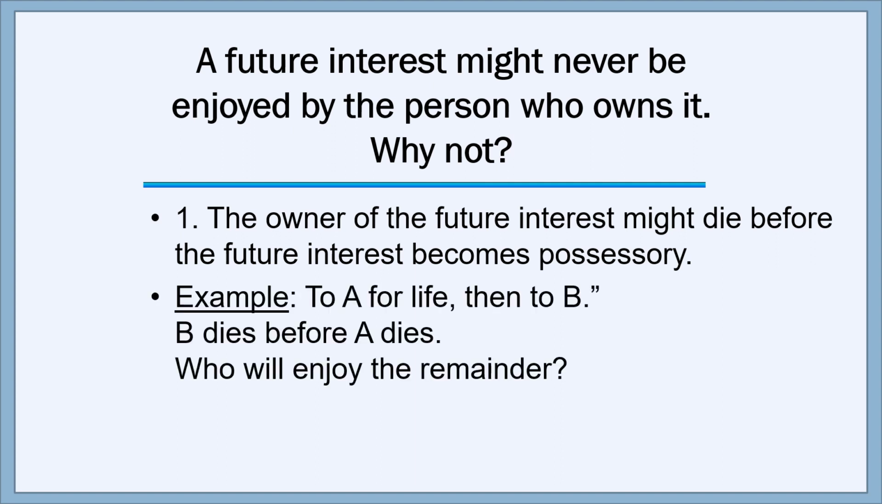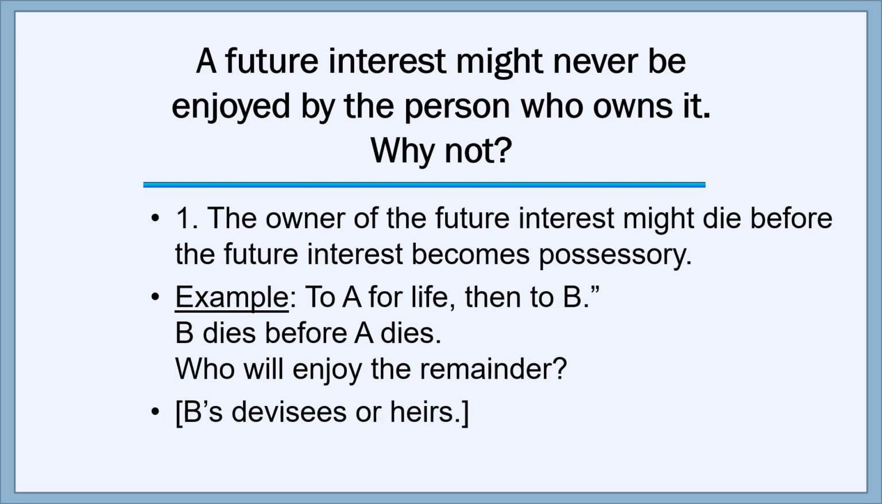Here's a pretty simple example of that. To A for life, then to B. B dies before A dies. Obviously, B never got to personally enjoy the remainder and possess the land. So who will enjoy the remainder? Well, the answer is it depends on who B leaves the remainder to. Remember that a remainder, even though it's a future interest, is perfectly divisible or descendable.